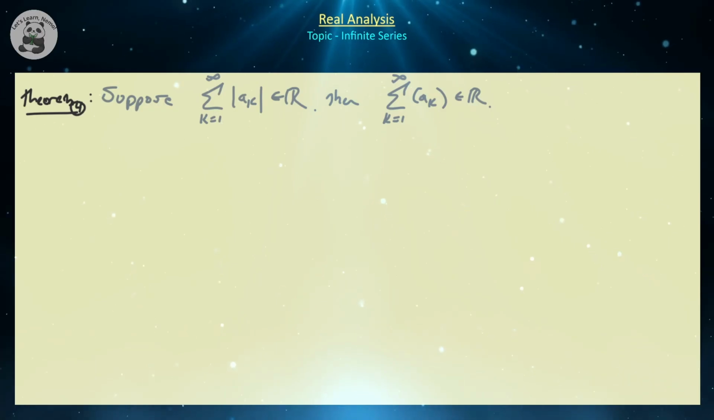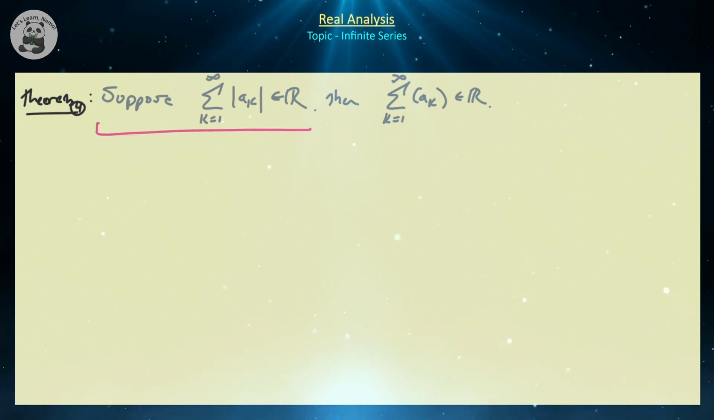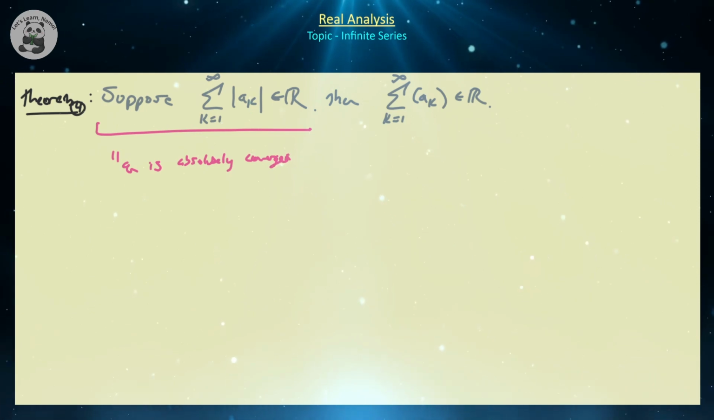The next test that I want to introduce is sometimes referred to as the absolute convergence test. So let's suppose that the sum of the absolute value of AK is a real number. So the sum of the absolute value of our sequence converges, right? So this is usually what we refer to as AN is absolutely convergent, right? So absolute convergence, is that better than just basic convergence?